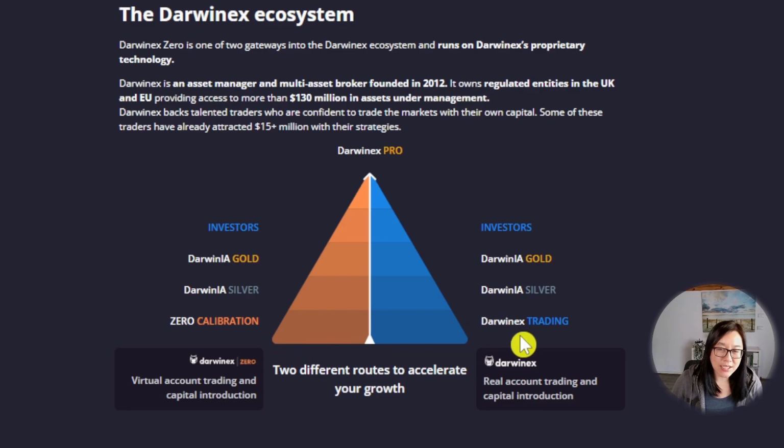The initial stage is different because on this right hand side you can see it's called trainee, whereas on the left hand side it's called calibration. But from silver and gold onwards, the requirements are very similar.